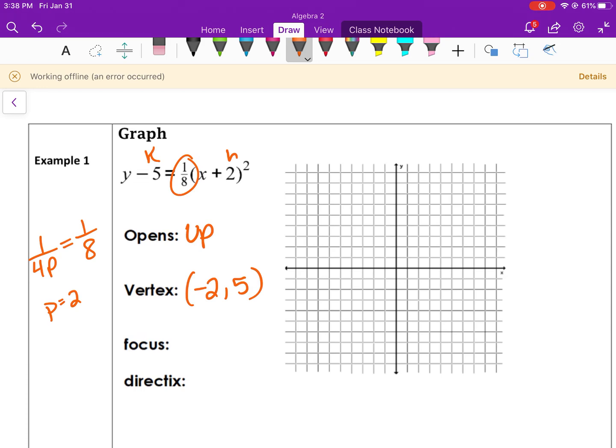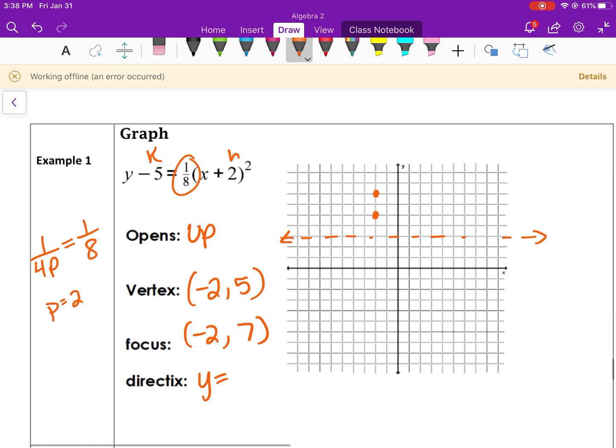So start by graphing your vertex at negative 2, 5. And p equals 2, it opens up. So your focus will be 2 above the vertex, and the directrix will be 2 below. So the focus point will be negative 2, 7. I'm changing the y coordinate because I went up 2, and then the directrix is a horizontal line, so it's y equals 3. I went from the vertex down 2, so now you're at 3.